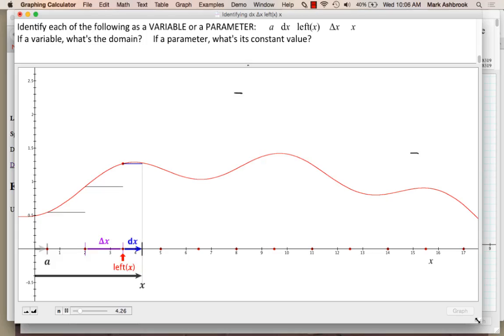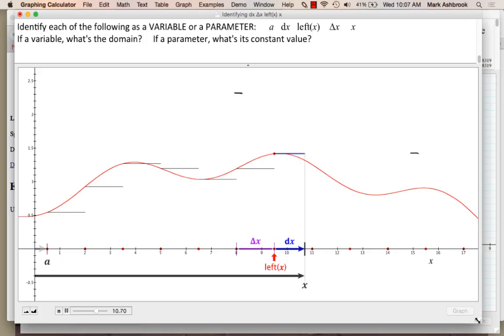In the meantime, we can use this as foreshadowing, but also as an exercise to figure out what the variables are, what the parameters are, and what the values of the parameters are. A parameter is constant. If it's a variable, what's the domain of the variable? What values can it take on? So we've got a, dx, left x, delta x, and x.